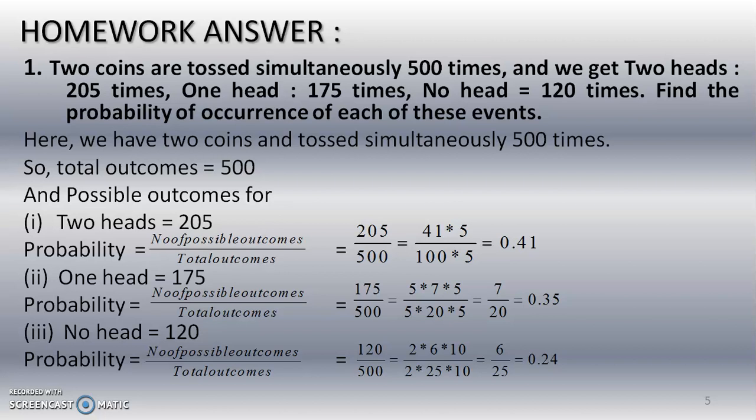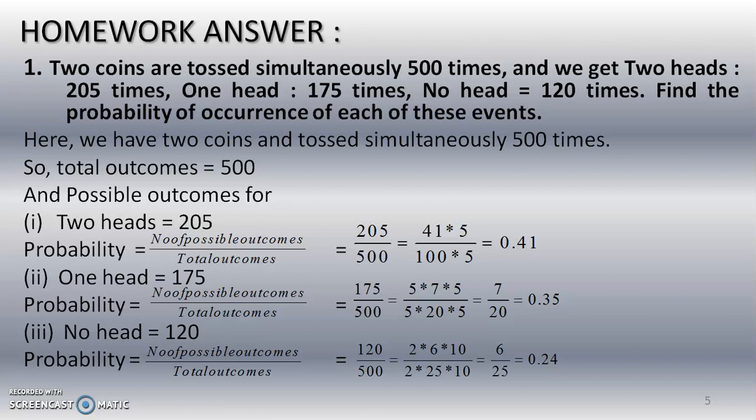Now for one head equals 175. So probability equals number of possible outcomes divided by total outcomes equals 175 divided by 500. So 175 equals 5 into 7 into 5 and 500 equals 5 into 20 into 5. So 5 cut. So 7 divided by 20 and 7 divided by 20 equals 0.35.